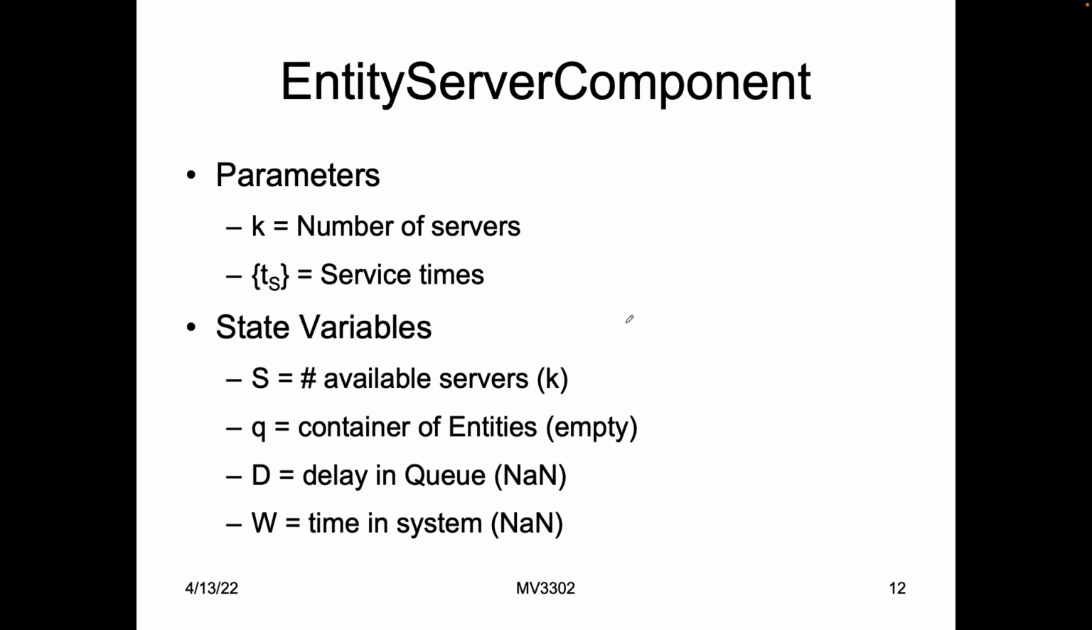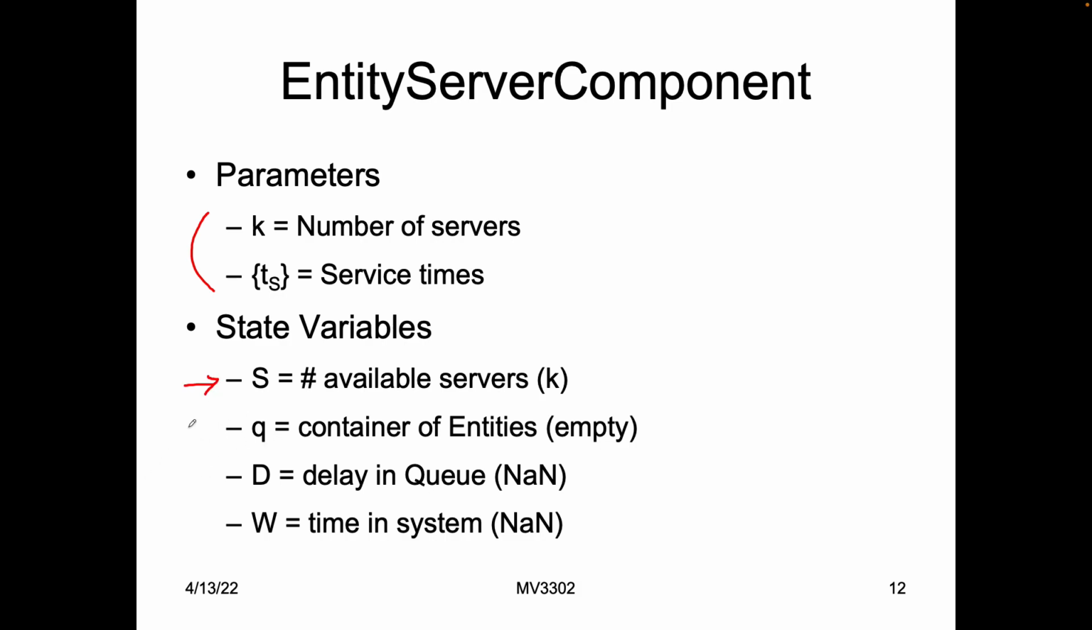Okay, so an example of using this in an event graph context is the entity, we're calling it entity server component. So this is going to be our final version, at least from a design standpoint, of the multiple server queue. So I have the same parameters, number of servers and service times. Again, we're going to be driving it with an arrival process or any component that produces arrival events. We have our usual suspect of the number of available servers.